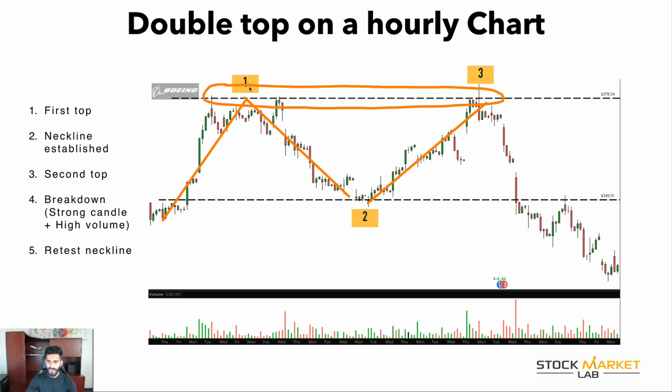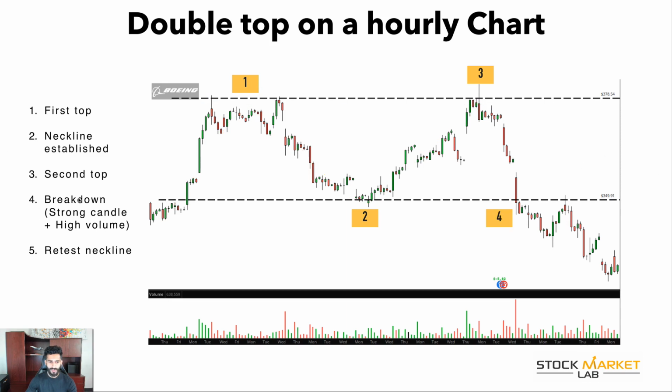Same exact level. That level gets rejected. And then as it goes down, boom, what happens? Breakdown. Goes down, hits the neckline, and breaks down from the neckline. Now the special thing about this, and I'm showing you different chart formations so you have a better understanding, is it does what? It's retesting the neckline, right?